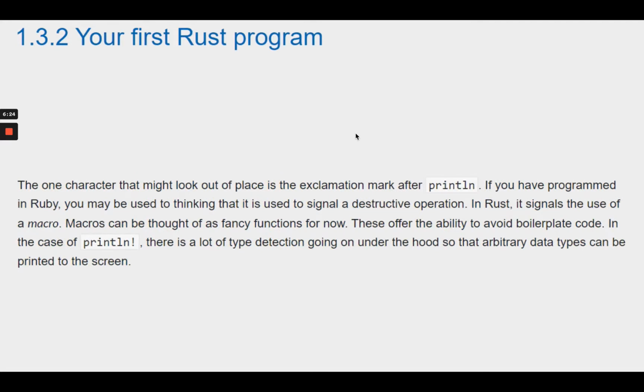The one character that might look out of place is the exclamation mark after println. If you have programmed in Ruby, you may be used to thinking that it is used to signal a destructive operation. In Rust, it signals the use of a macro. Macros can be thought of as fancy functions for now. These offer the ability to avoid boilerplate code. In the case of println!, there's a lot of type detection going on under the hood so that arbitrary data types can be printed to the screen.